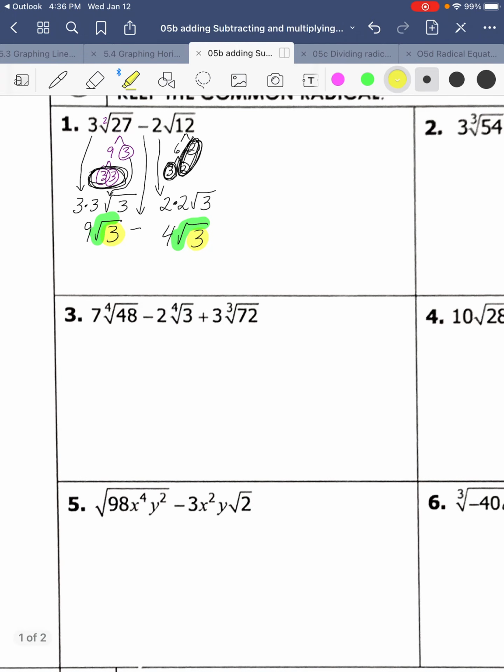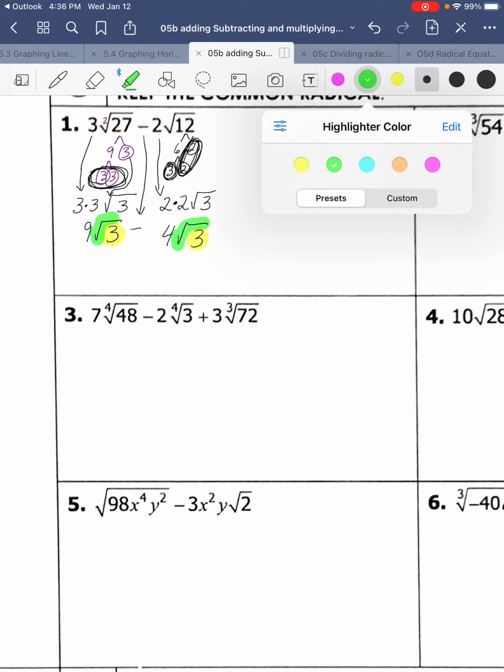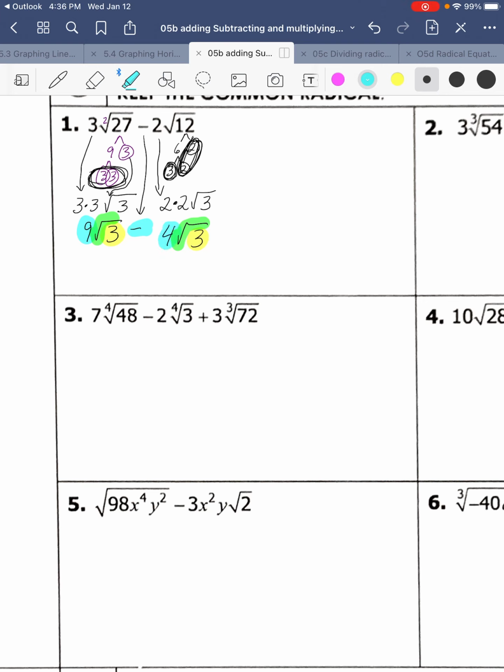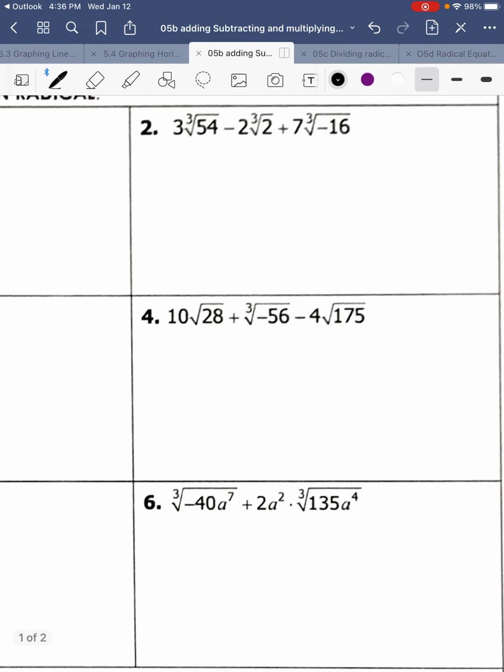So this is saying we have 9. There are 9 square roots of 3, and we're subtracting 4 of them. So 9 minus 4 is 5. So we have 5 square roots of 3 left. And that's it. All right, number 2, let's take a look at this.